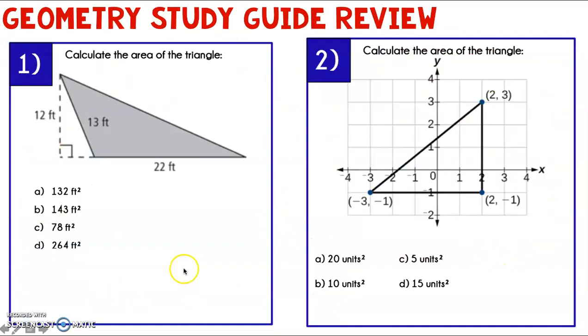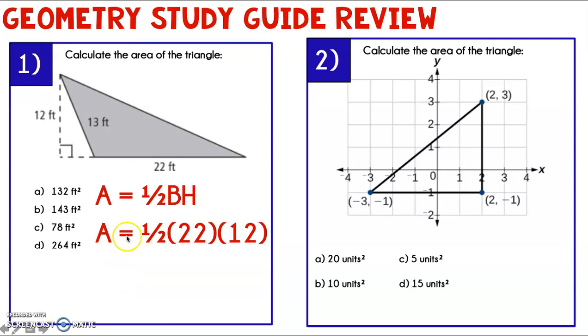Number 1's a triangle. So our area formula for a triangle is area equals 1/2 of the base times the height. Our base is 22 and our height is 12. Now remember, your height is always the one that is perpendicular to the base. So our height is 12. So we're going to fill those into our formula. Area equals 1/2 times 22 times 12. So the area equals 132 feet squared. So that's A.